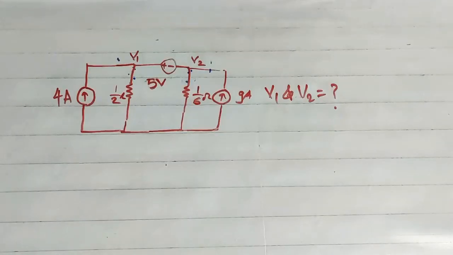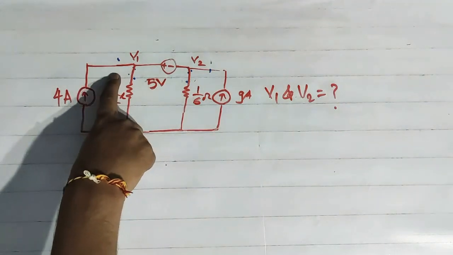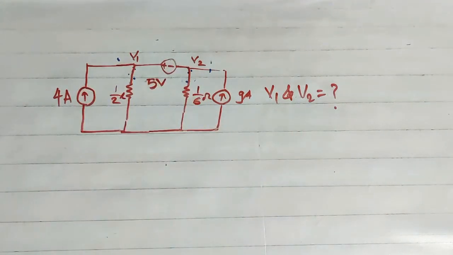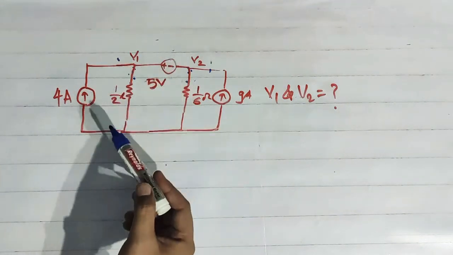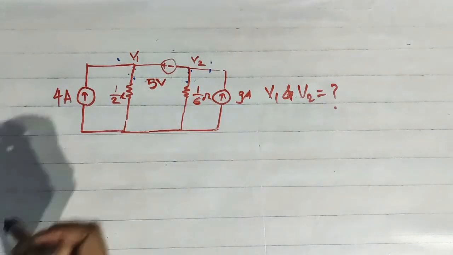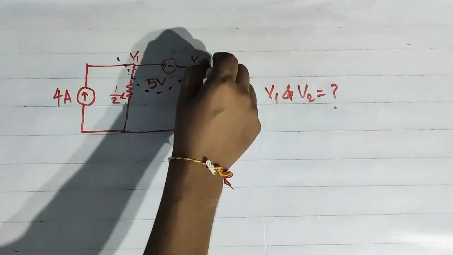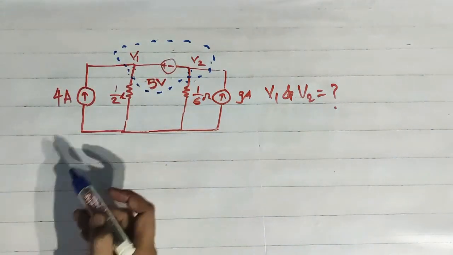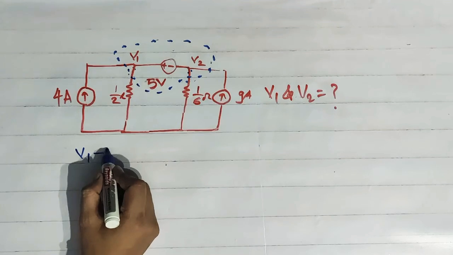Now see this question. This question is very important and it will clear your supernode concept. Here in this question we have to find voltage V1 and V2. To solve this question we need to understand that when two nodes are connected to each other through a voltage source, then this whole combination forms a supernode. Here we can see that node voltage V1 and node voltage V2 are connected directly through this 5 volt source. That's why this whole forms a supernode.